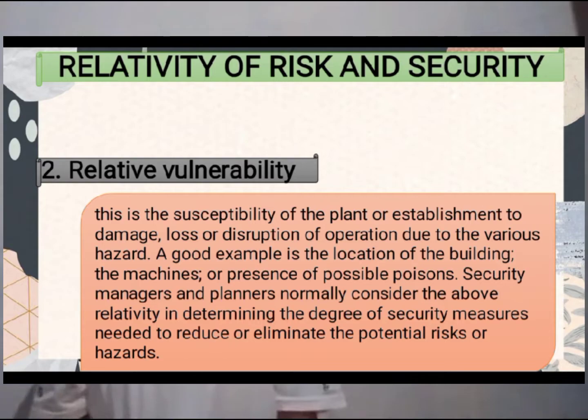Number 2. Relative vulnerability. This is the susceptibility of the plant or establishment to damage, loss, or disruption of the operation due to various hazards. A good example is the location of the building, the machines, or the presence of possible poison. Security managers and planners normally consider the above relatabilities in determining the degree of security measures needed to reduce or eliminate the potential risk of hazard.